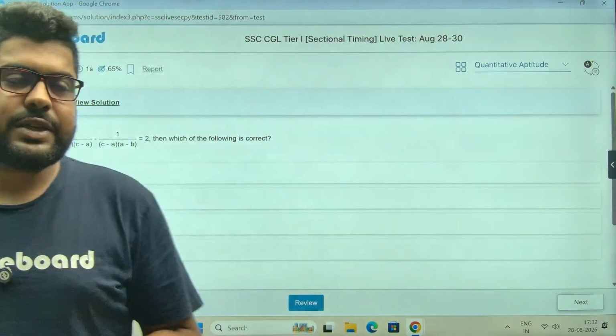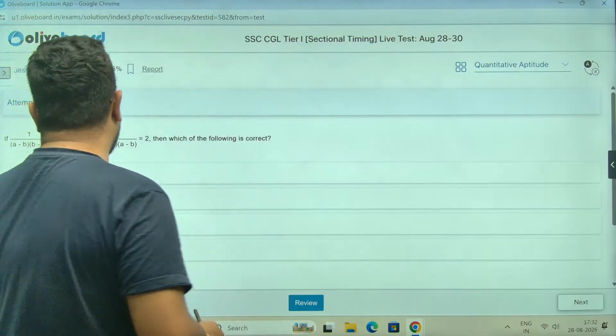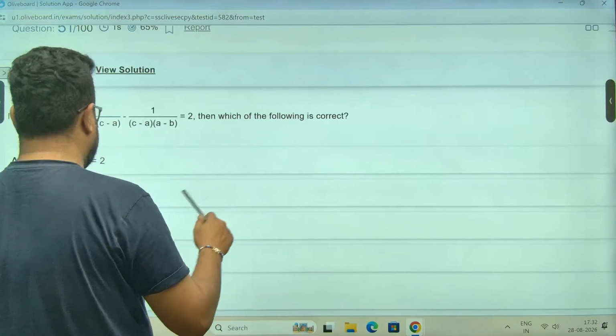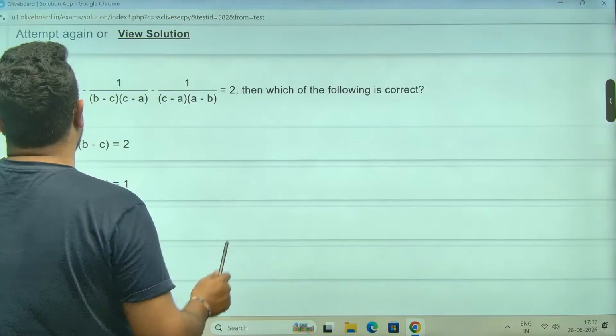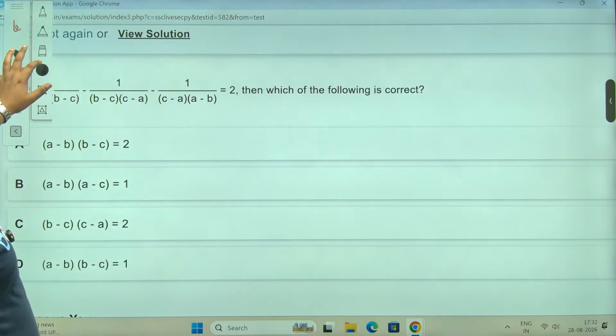Just a quick confirmation. So we will do the mock analysis for this week's mock, the analysis of this week's mock session. Chalo, let's start very quick.